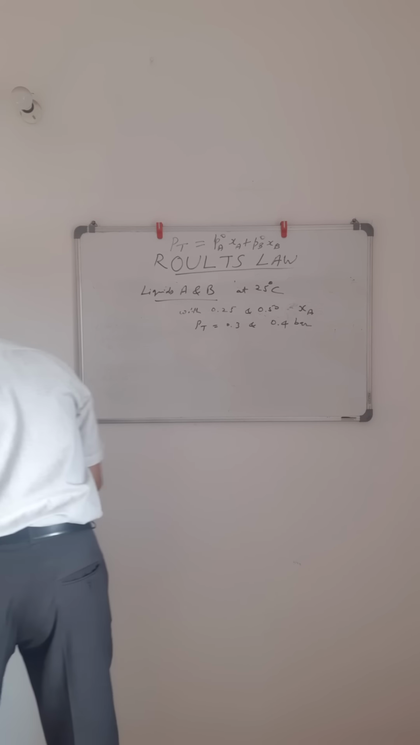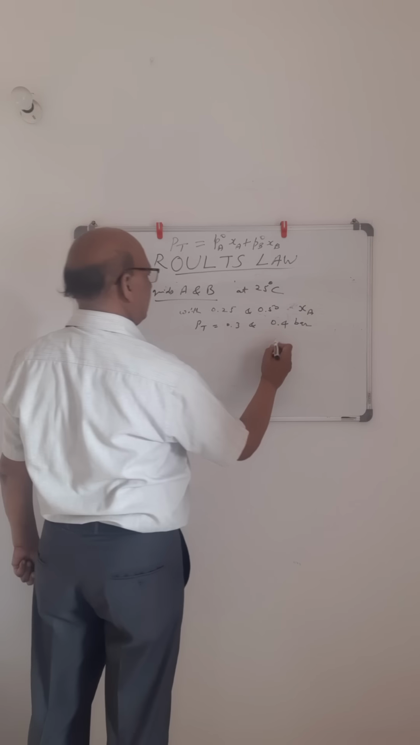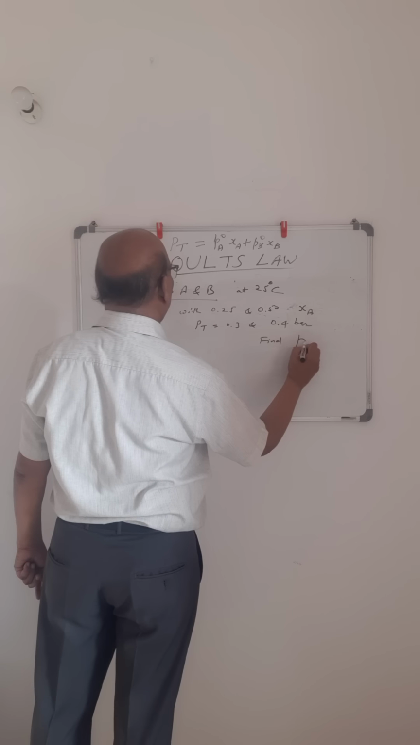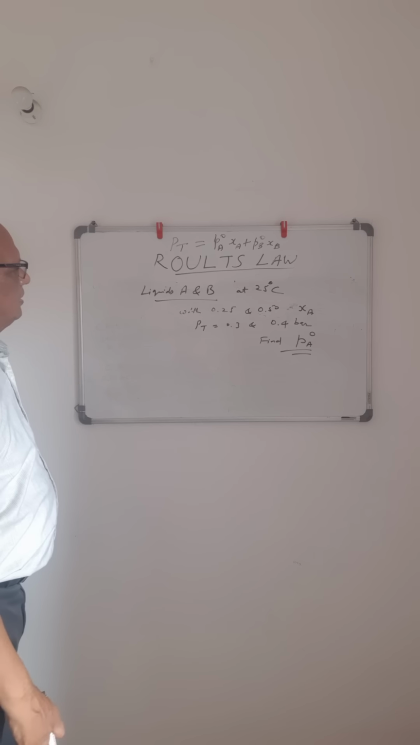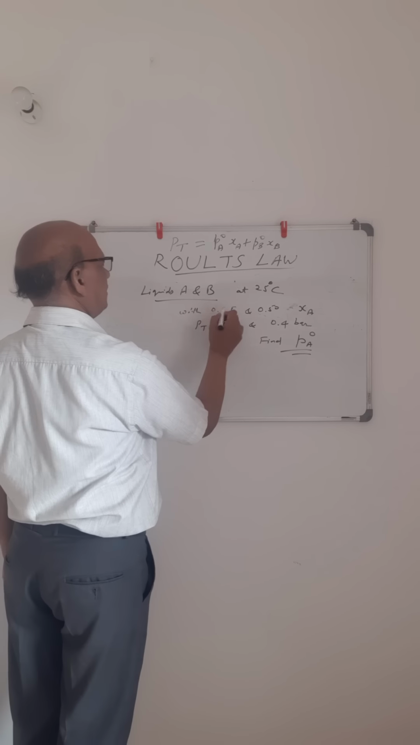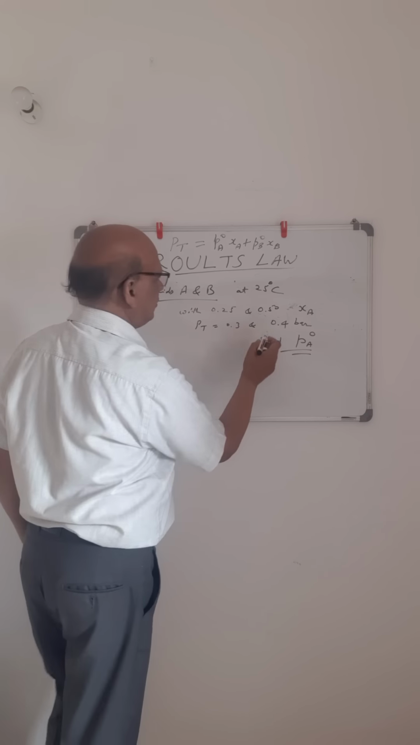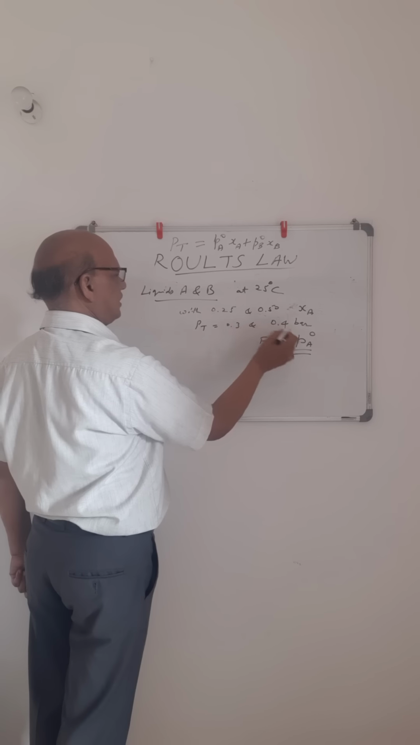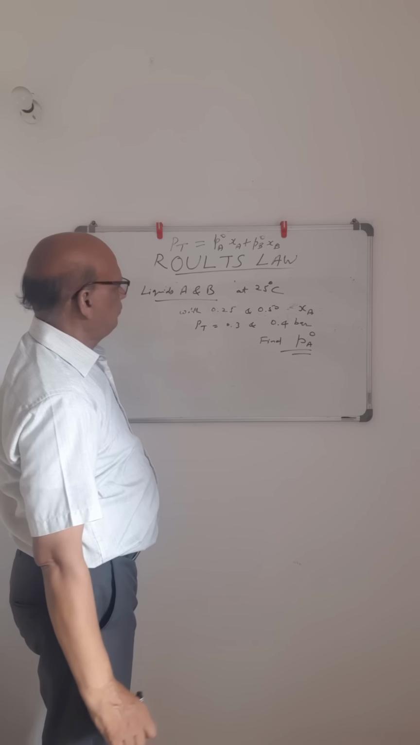And what we have to find out is the vapor pressure of pure A. What we have to find is PA naught, vapor pressure of pure A. What is given? Two solutions, one with mole fraction of A as 0.25, other with mole fraction of A as 0.5, and the total pressures of these solutions are these. And what we have to find out is the vapor pressure of pure A.